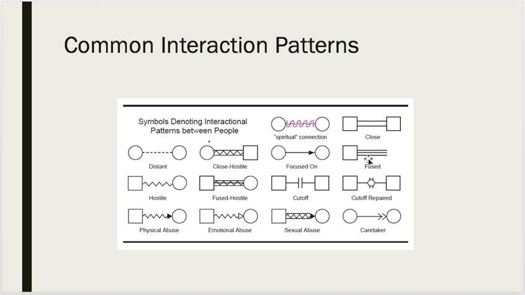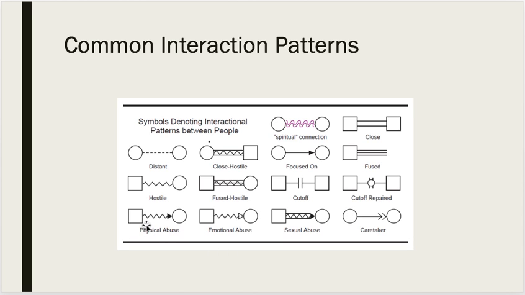A triple bar relationship line is a fused relationship. The jagged lines between two members without an arrow just means that it's hostile and it goes both ways. Triple lines with a jagged line in the middle indicates a fused yet hostile relationship. A relationship line that has a break in it indicates that these two members are cut off from each other. The same relationship line with a cutoff in the middle and a circle over the top of the cutoff indicates that there was a cutoff in the relationship, but it has since been repaired.